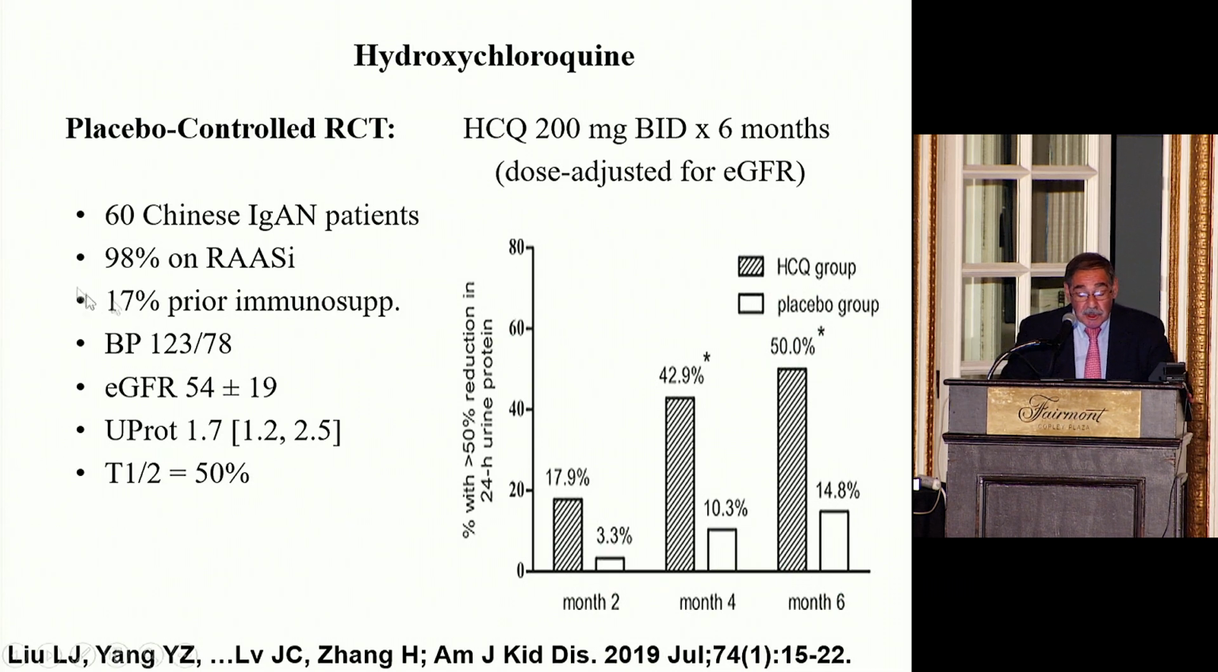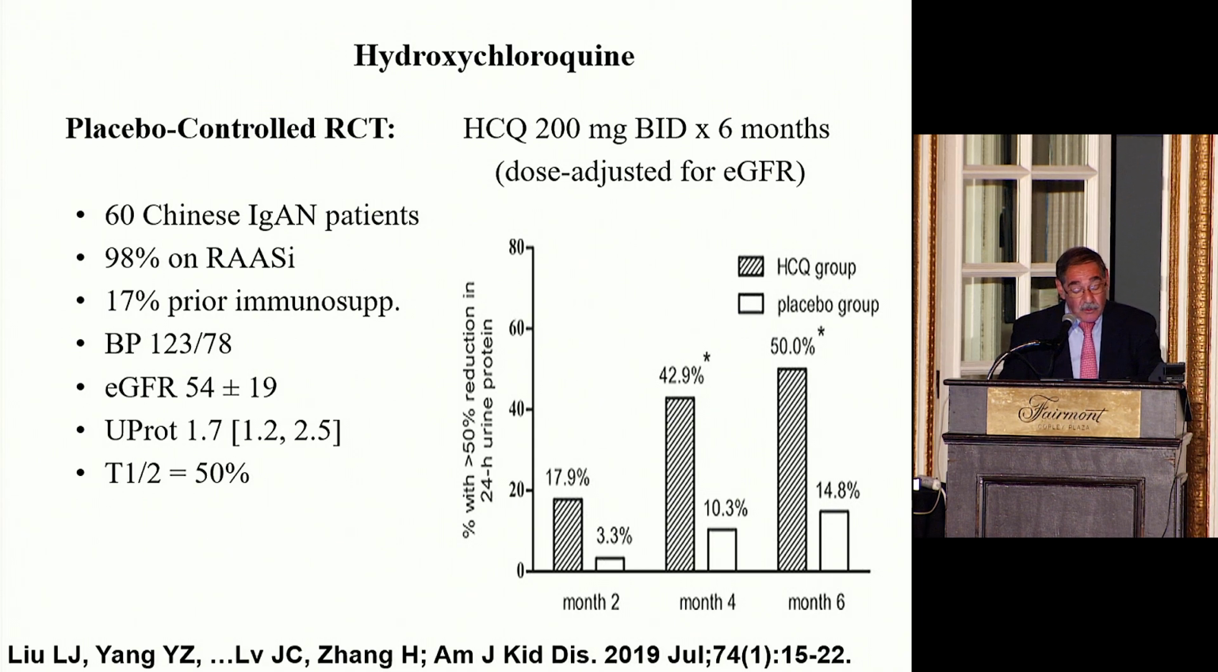Hydroxychloroquine, which actually I had hardly thought of as being used, but this is a placebo-controlled randomized trial that was just published. 60 Chinese patients with IgA, everybody's on an ACE inhibitor or an ARB here. Here you're looking at 50% reduction in proteinuria. Here's the hydroxychloroquine group. This is one of 3 studies that have been done with hydroxychloroquine, which are all positive. Now, 2 of them are by the same group. So, again, you can say maybe they're biased in terms of this.